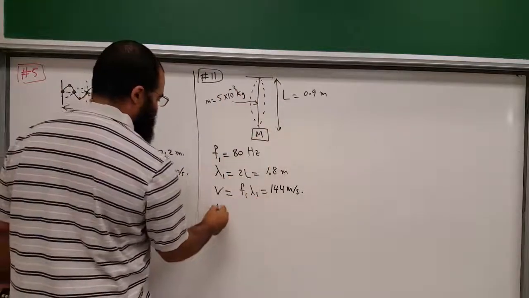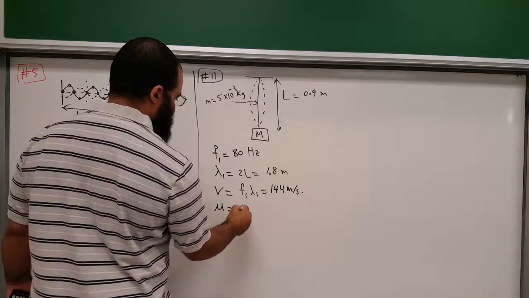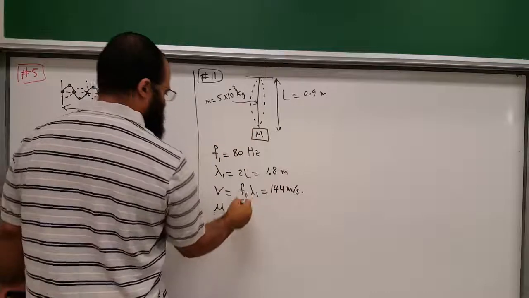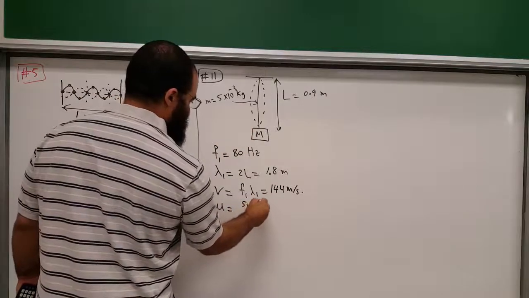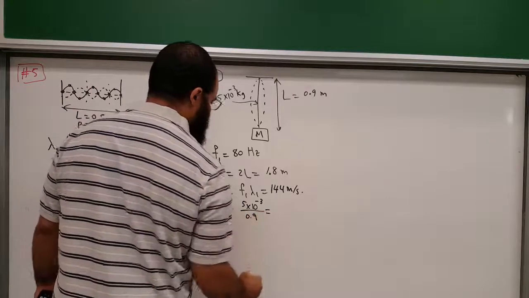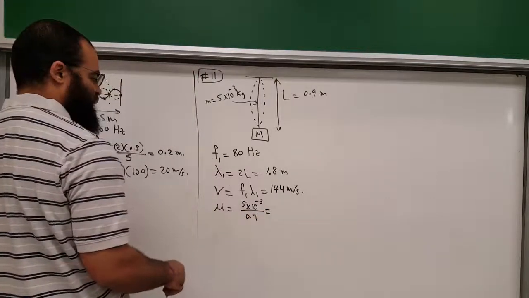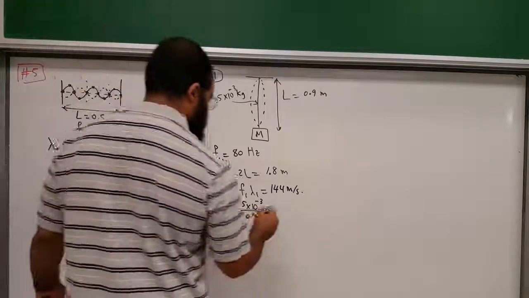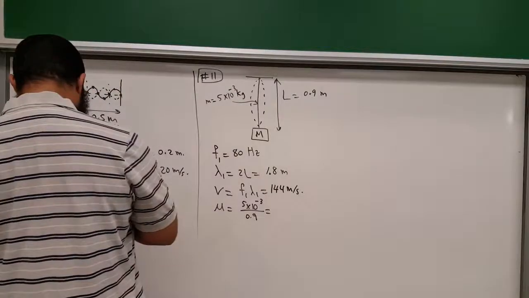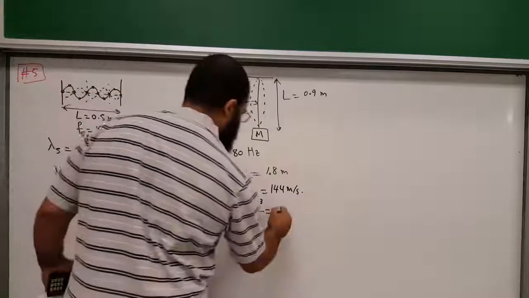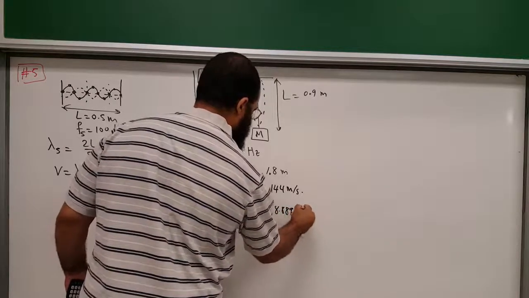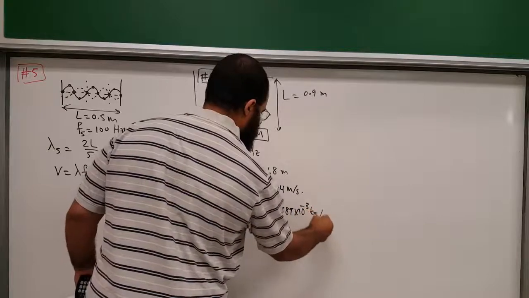Now, since I'm given the mass of the wire and the length of the wire, why not calculate mu? We might need it. Mu would be the mass of the wire, not the sculpture. We're talking about the wire. So 5 times 10 to the minus 3 divided by 0.9, you get 5 over 0.9. That gives me 8.8888889 times 10 to the minus 3 kilograms per meter.